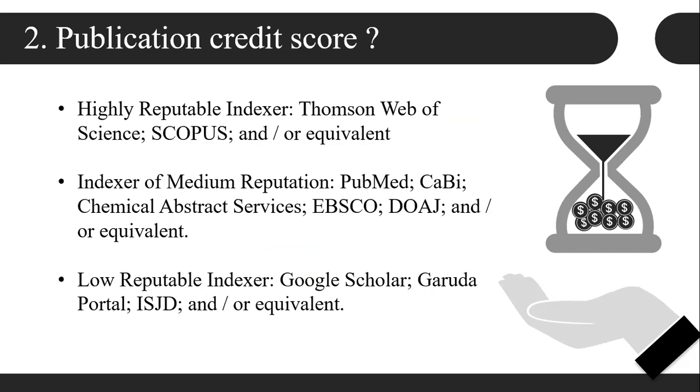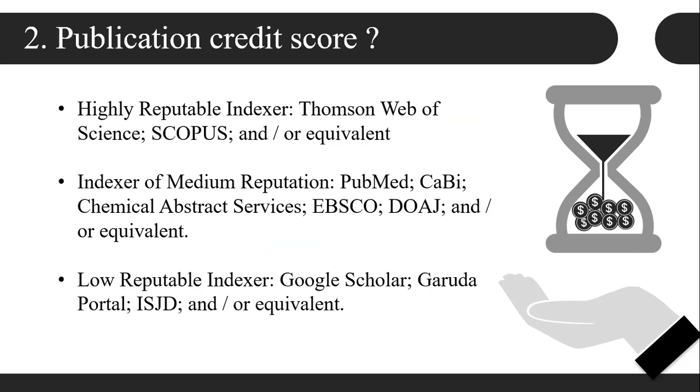So the second criteria here is the publication credit score. We have three classifications here. If you are looking for a highly reputable indexer, such as Thomson Web of Science, for example, or Scopus and other equivalents according to different places across the globe, this is what we call highly reputable and highly visible.